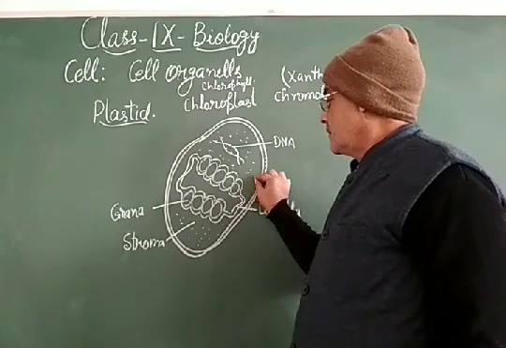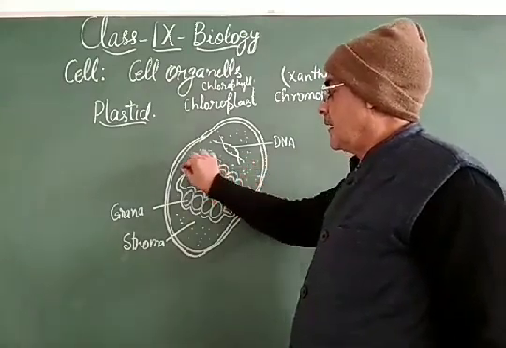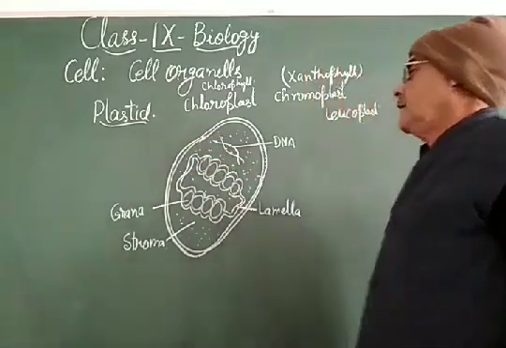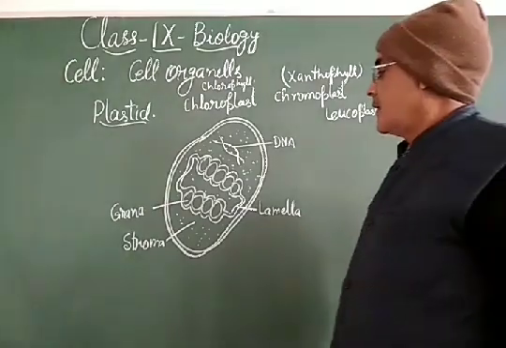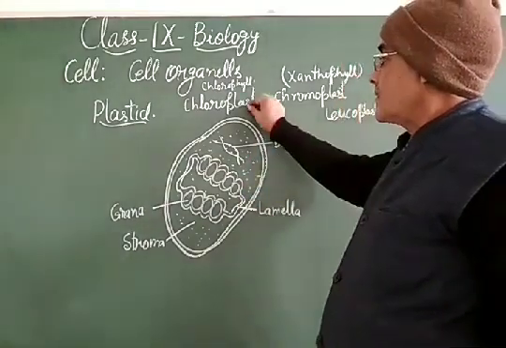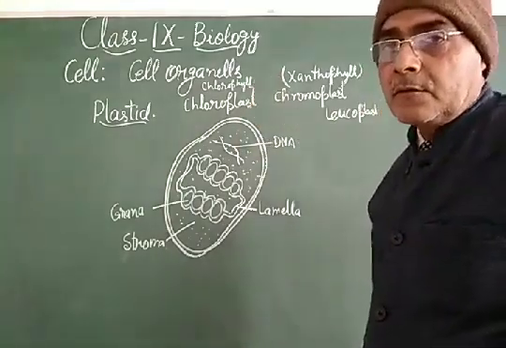And my dear students, the plastid has its own DNA, apart from the DNA that is present in the nucleus of the plant cell. So dear students, this is the structure of the plastid. Plastid means chloroplast, having chlorophyll, for the purpose of photosynthesis.